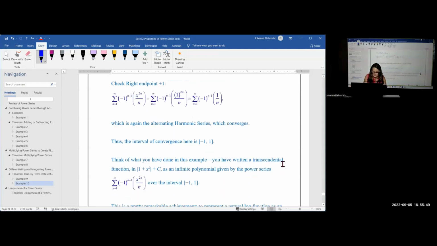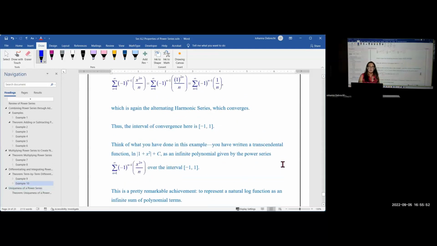Now, think about what you've done here. You've taken a transcendental function, the natural log of 1 plus x squared plus a constant of integration, and you represented it as an infinite polynomial, which is easy to do stuff to, by this power series over the interval from -1 to 1. This should blow your mind. This is a pretty remarkable thing to do, to represent a natural log function with the infinite sum of polynomial terms. Polynomials are super easy to deal with.